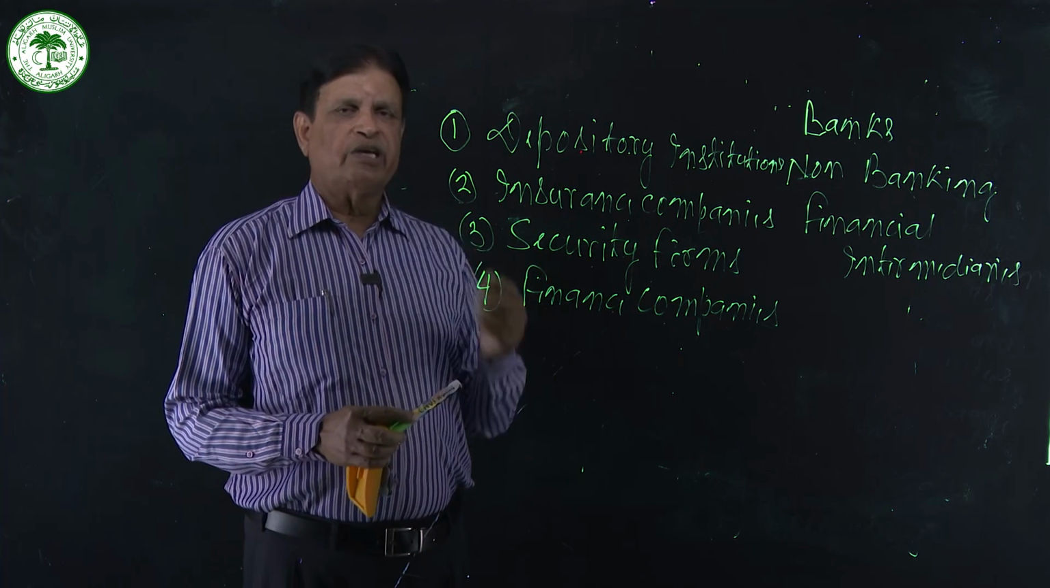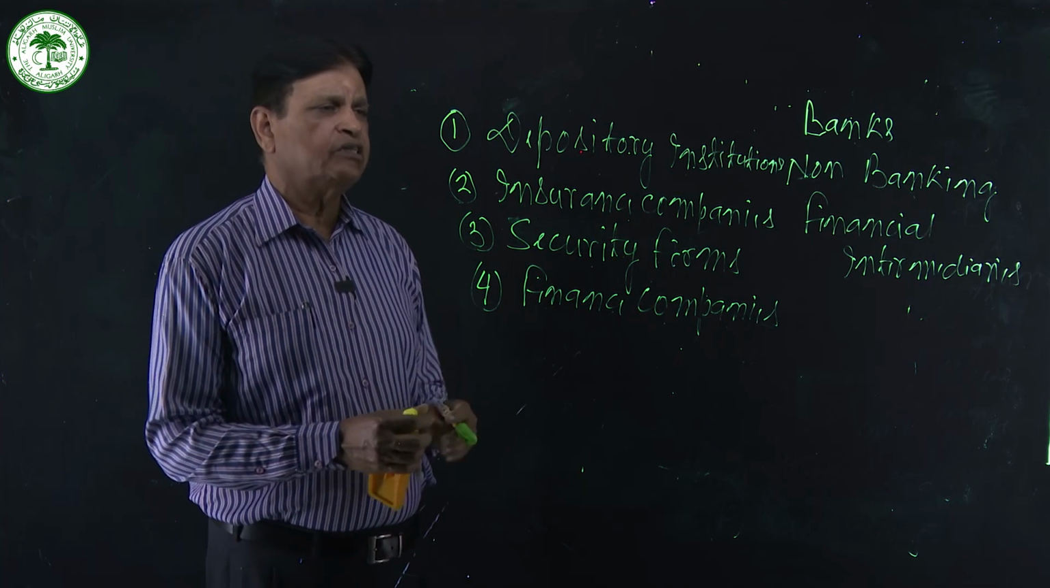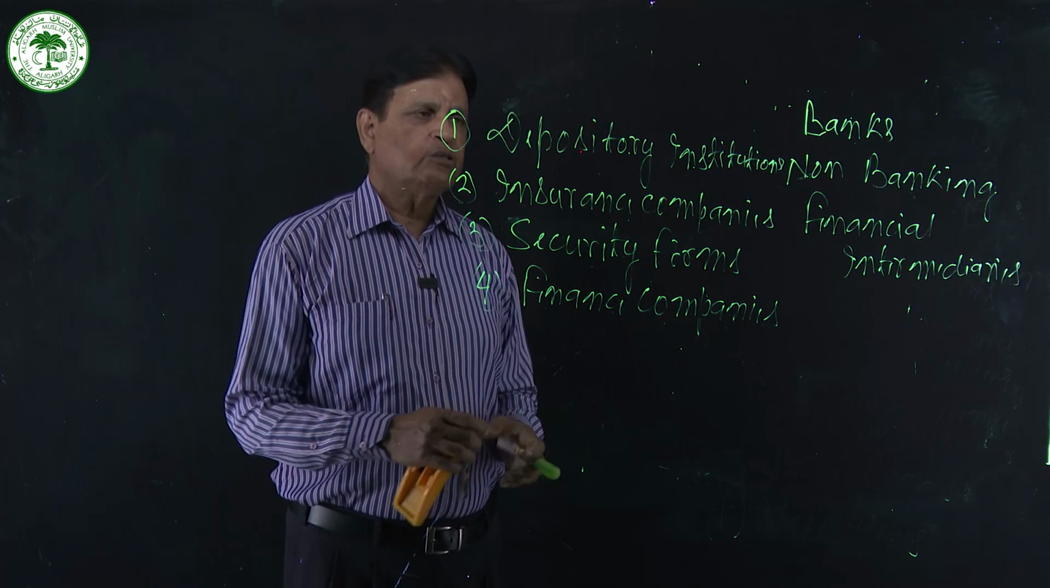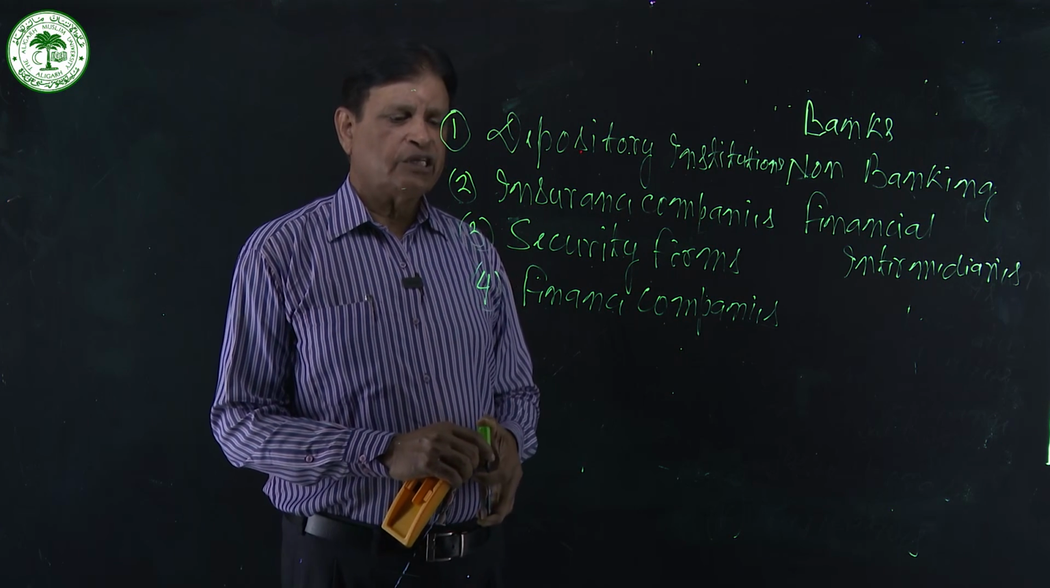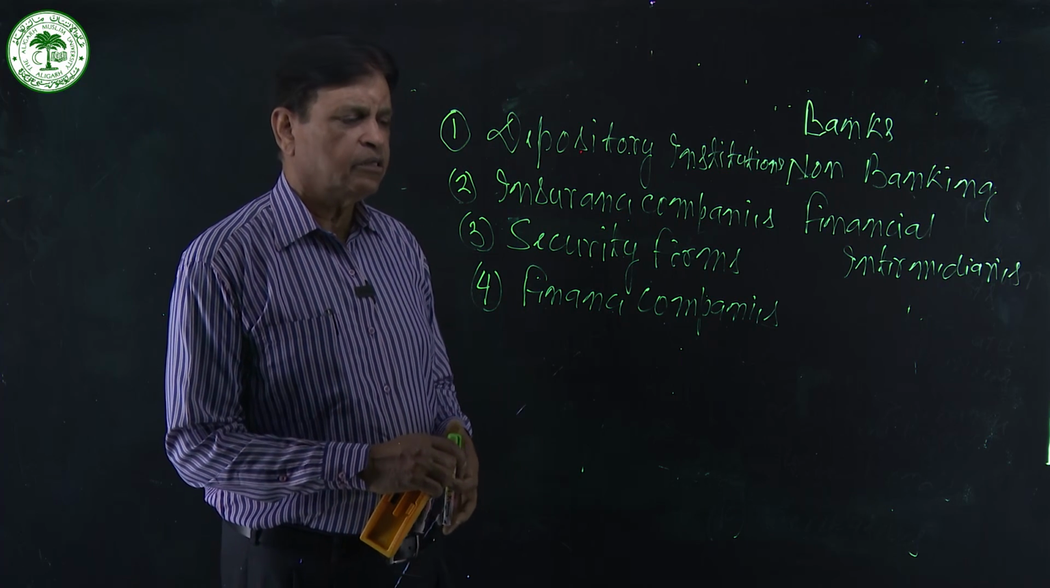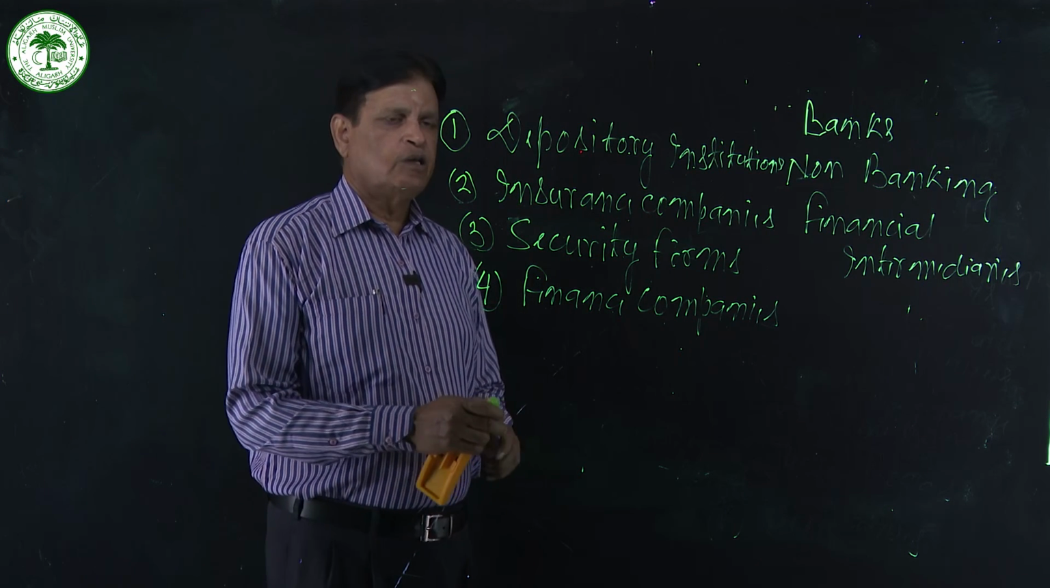So this is another way of classifying the financial intermediaries into depository institutions, insurance companies, security firms, and finance companies.